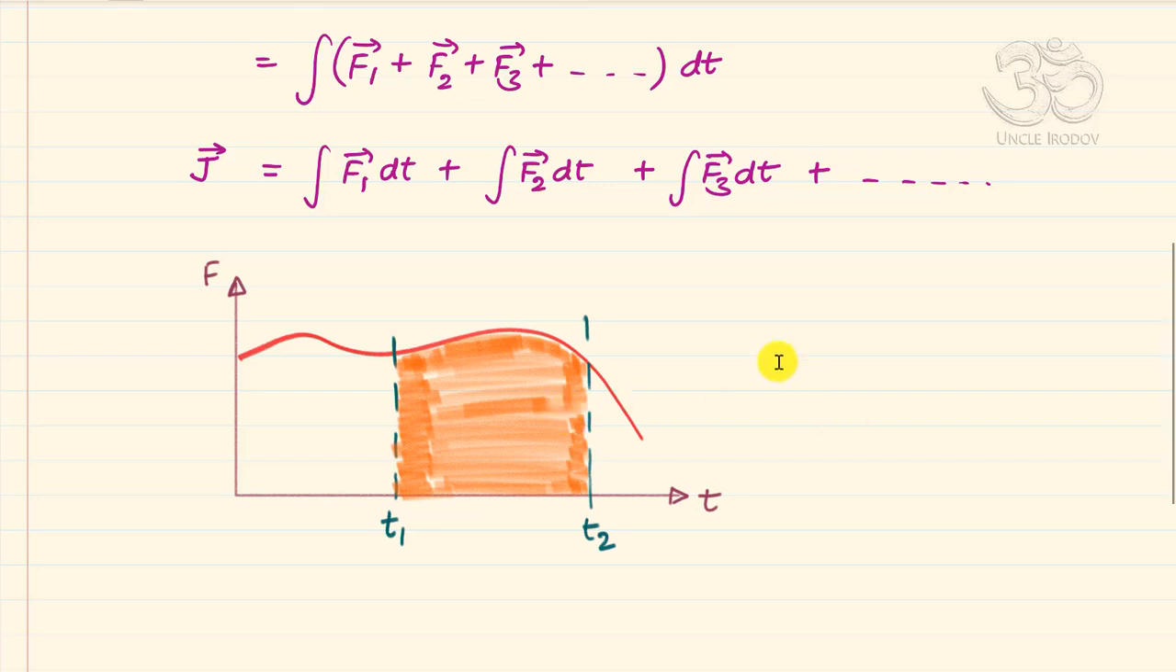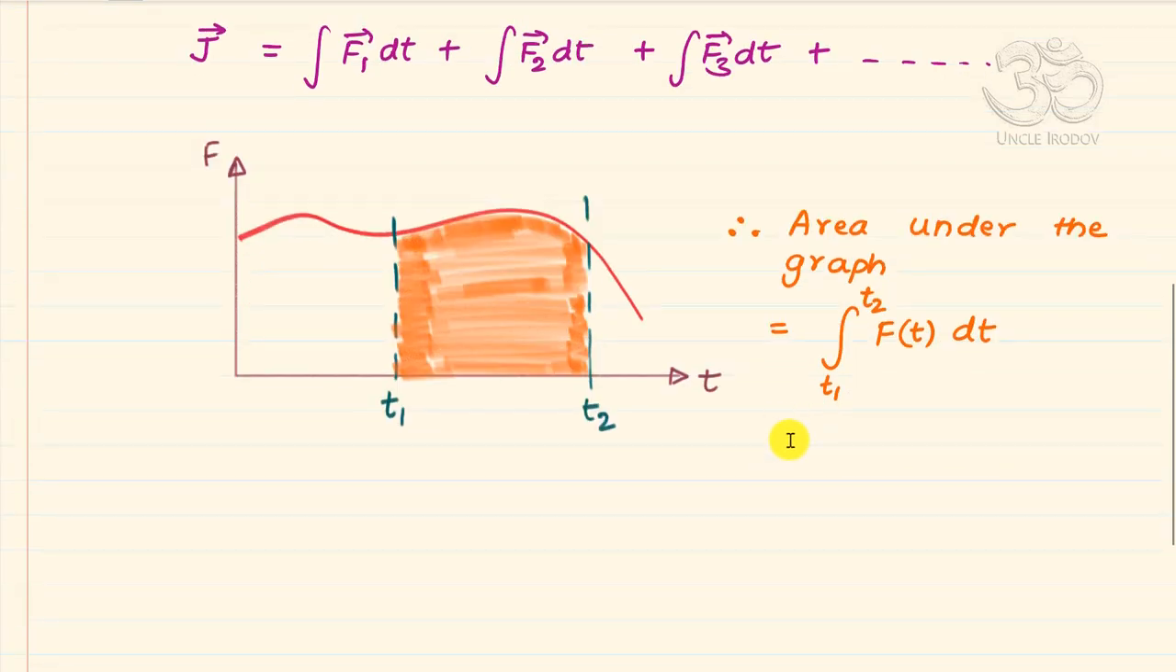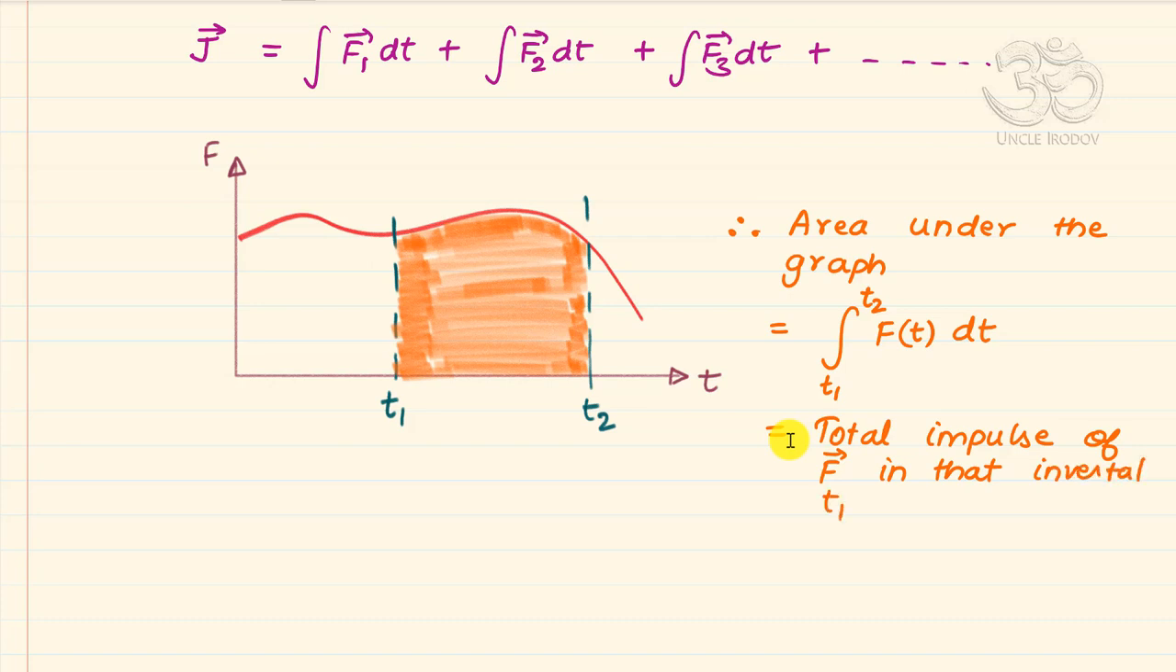So therefore the area under the graph is the integral of F, which is a function of time, times dt, and the limits here will be from the lower value of time t1 to the higher value of time t2, and this will be the total impulse of F in that interval t1 less than t less than t2. Maybe I can put equalities, and that's it.